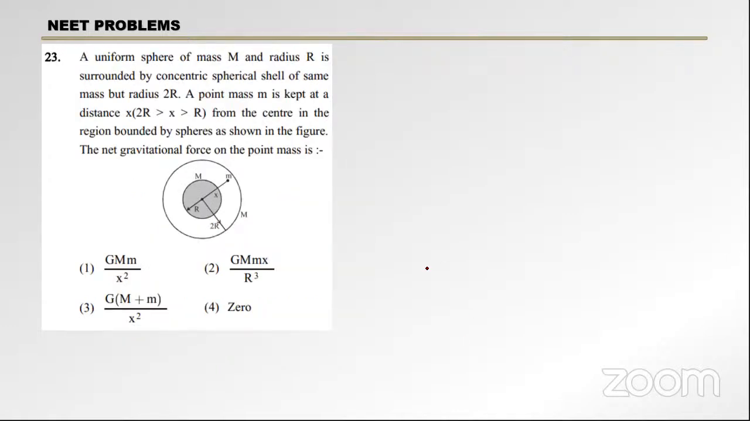Okay, this one. This is a good question, right? In this question, it is telling a uniform sphere of mass m and radius capital R. Okay, it is talking about this inside sphere. Is surrounded by a concentric spherical shell, and this is a shell of same mass but radius 2r. So the radius of this shell is double of the radius of the inner sphere, that is 2r.